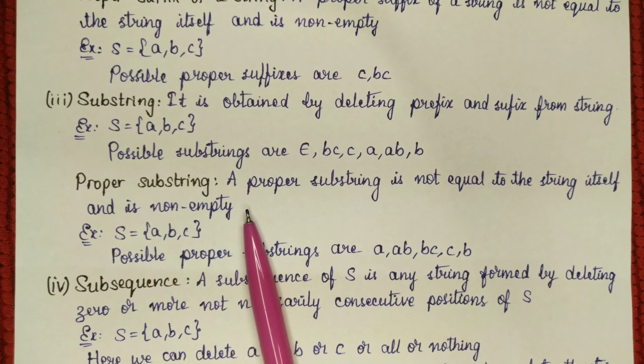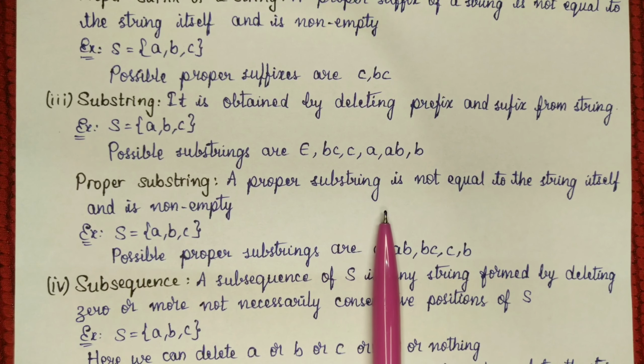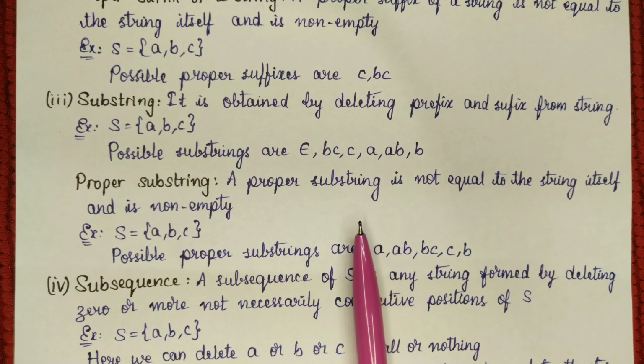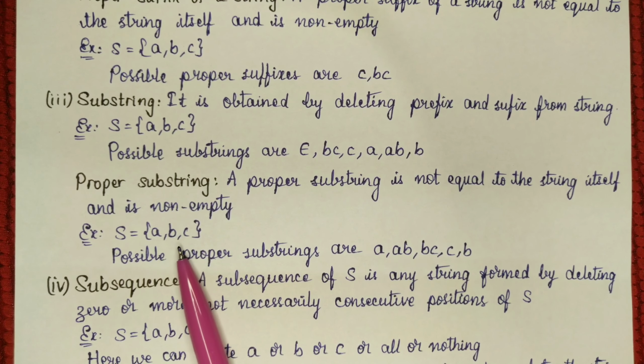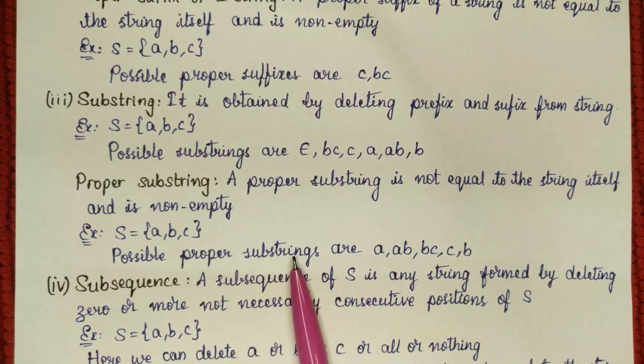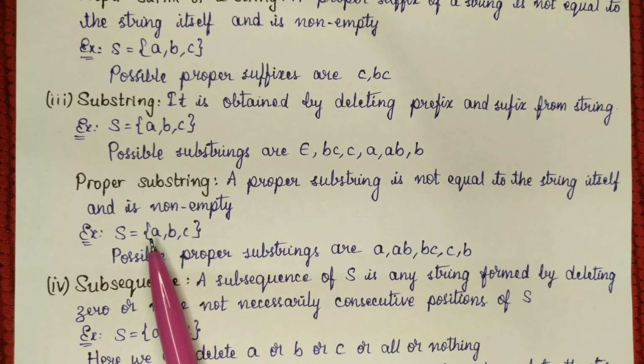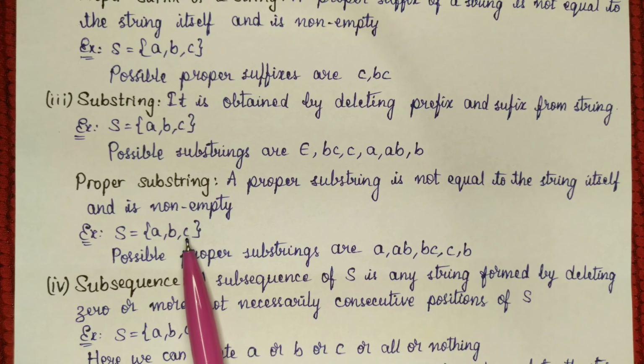In the proper substring, we have to surely remove at least one prefix or suffix, and it should not be empty. So proper substring from the same example, S is equal to A, B, C. So the possibilities are A, AB, BC, C or B.